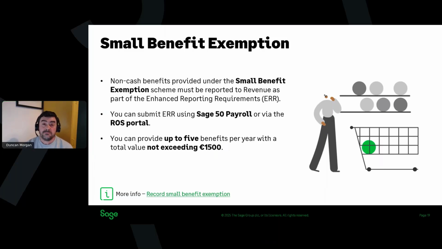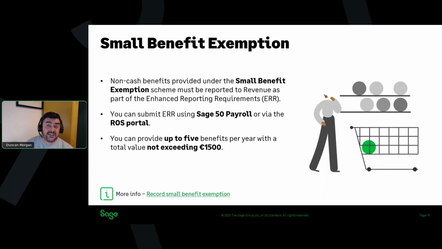Now, because it's common to give out gift cards, for example, around this time of year, you might want to process the small benefit through payroll. We're going to show you how to do that, as that will then allow you to send an ERR submission directly from your payroll software. The alternative is to submit the small benefit items via the ROS portal, so you can do ERR submissions manually that way.